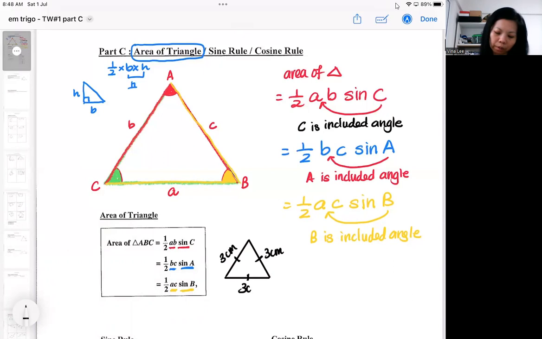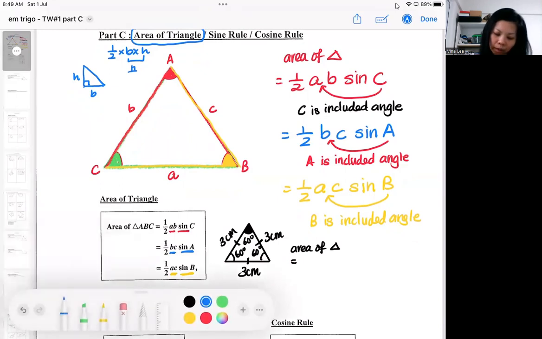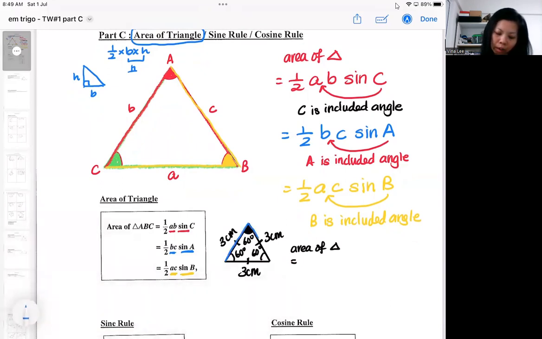Will you be able to find the area? Yes, I will be able to find the area because I know that in an equilateral triangle, all the angles are 60 degrees. So I can find the area of a triangle using this new formula that you learned. I will use any two sides. All the sides are the same, so I use the two sides, 3 centimeters and 3 centimeters, and 60 degrees is in between them. So it will be half times 3 times 3 times sine 60.